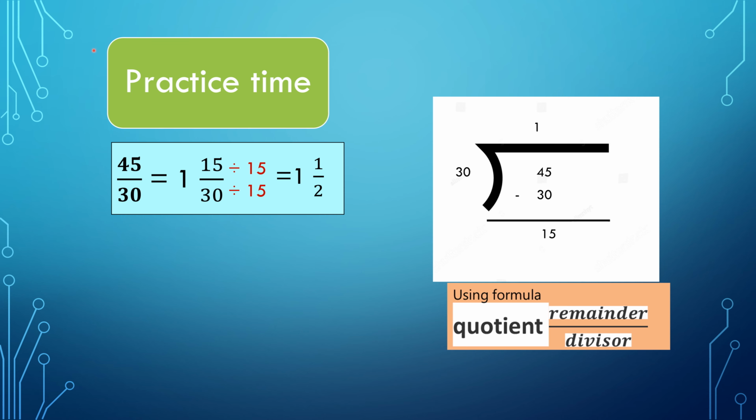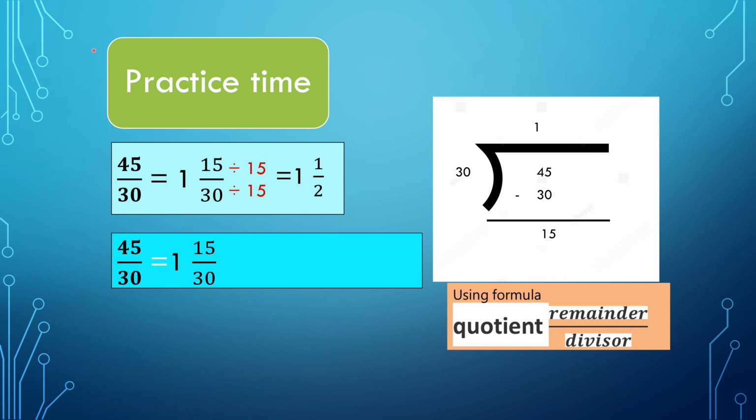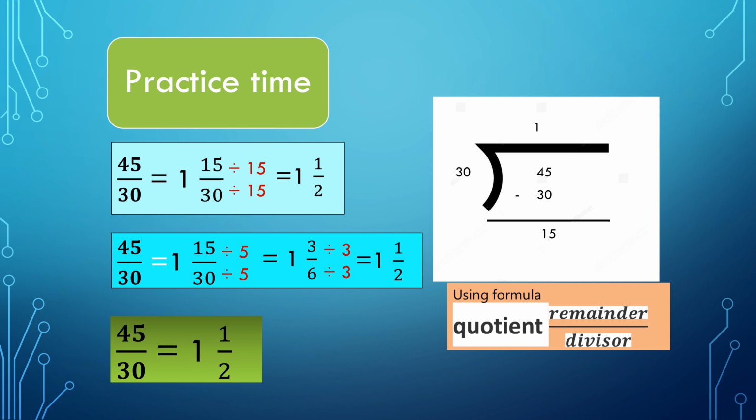Some students find it easy to use a common factor instead of the greatest common factor. Yes, it can be done, but it increases the number of steps. Like if I divide 1 whole 15 by 30 by 5, I get 1 whole 3/6. Now look carefully, it's again not in its lowest form. So I have to divide it again by 3, then I will get 1 whole 1 by 2. As you can see, the reduced form is the same, but it will make your question lengthy.